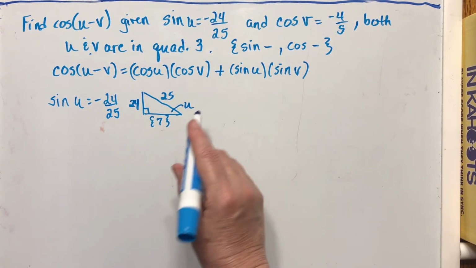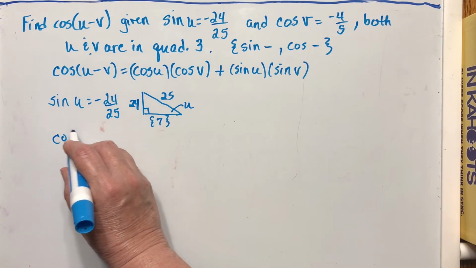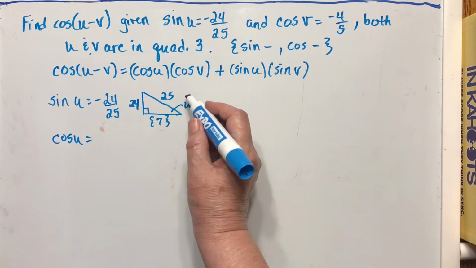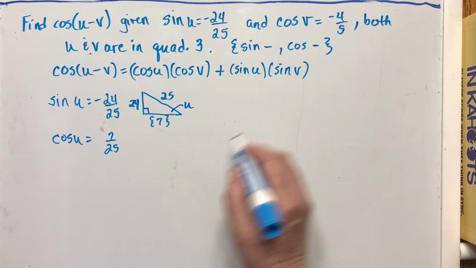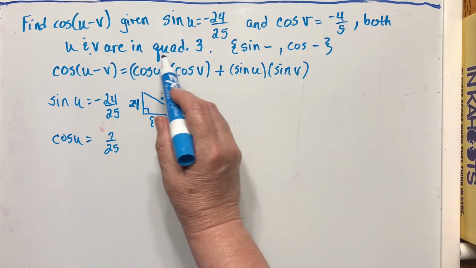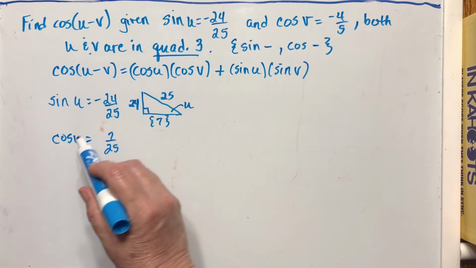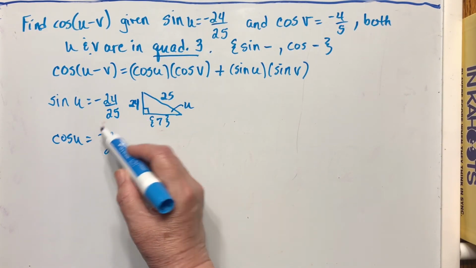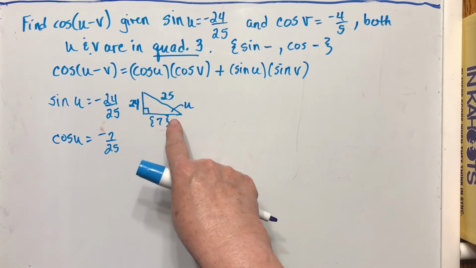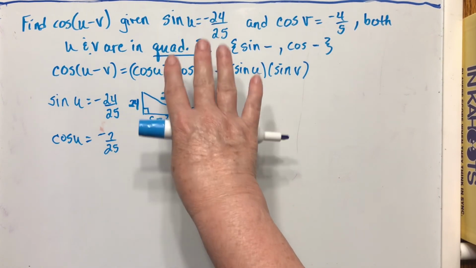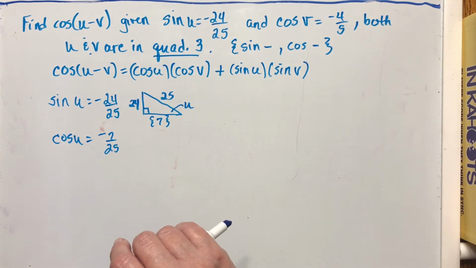So now we have that the cosine of u from our triangle is 7 over 25, but we've got to remember that u and v are both in quadrant 3, so that means our cosine of u is negative 7 over 25. So the negative doesn't come from the triangle, it comes from the quadrant. That's the one reason we always need to know the quadrant.